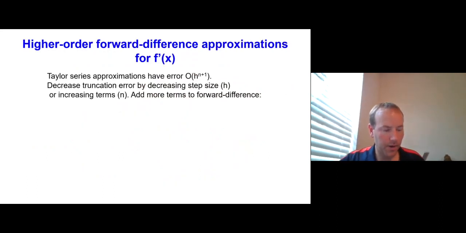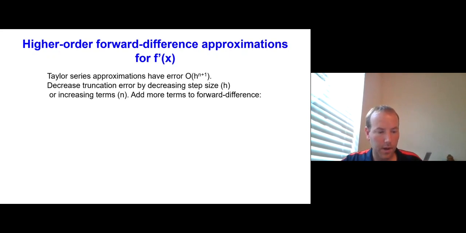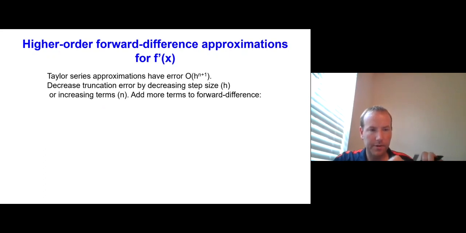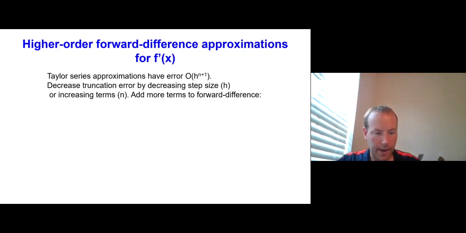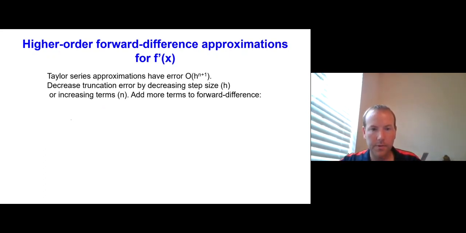Okay, so far we've been taking just the first order terms and seeing what we can do with them. One of the ways to decrease truncation error is to take small step sizes, but another one is to take increasing terms from the Taylor series. And so we're going to look at how we can use that to improve the accuracy of our predictions, to make the errors even smaller.